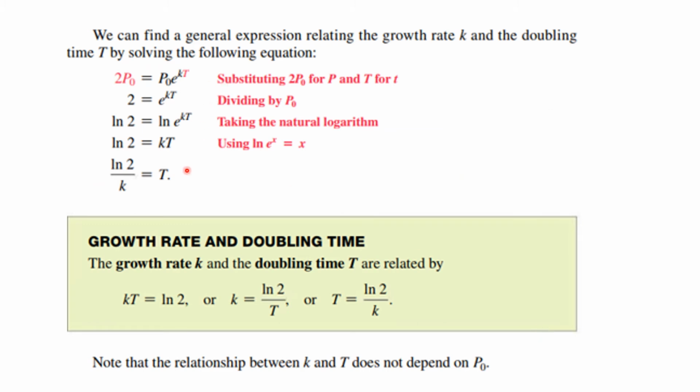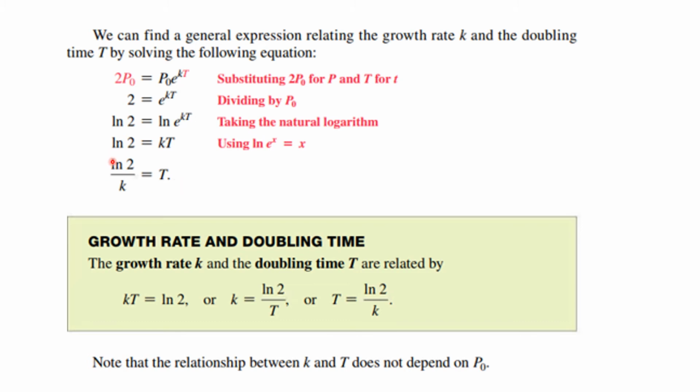Now, it's worth noting that we can find a general expression relating the growth rate and the doubling time. Because if we wanted the investment to double, we would say P of t is going to be 2 times what we started out with, 2 times P0. So if we divide by P0, we'll get 2. Taking the logarithms of both sides, we have ln of 2 is equal to ln of this. Ln of this expression is going to be kt.